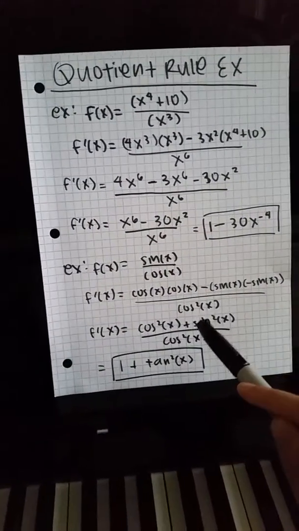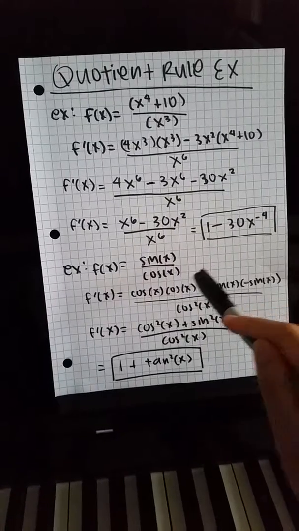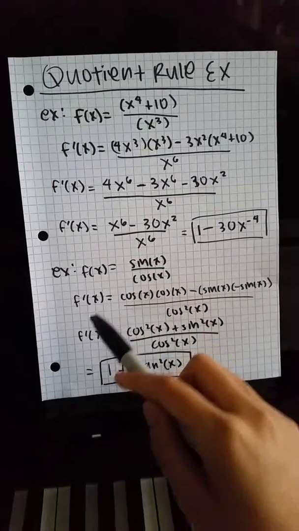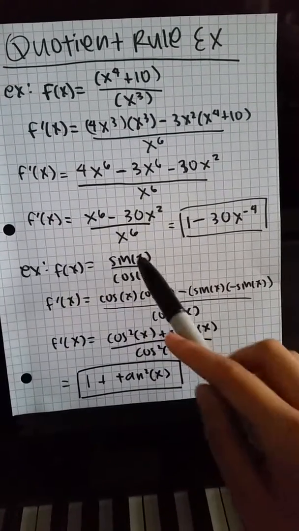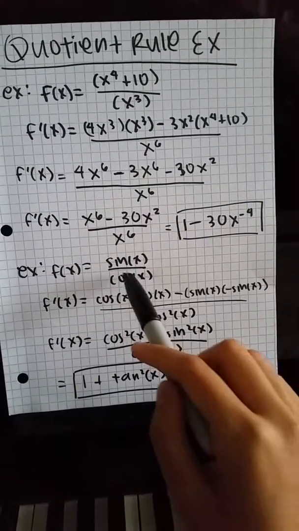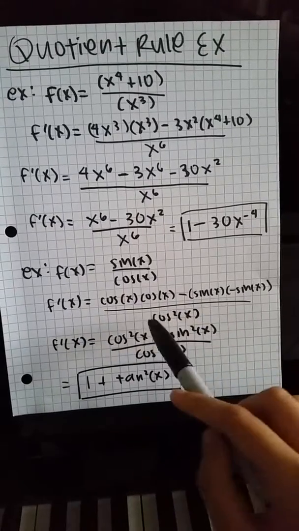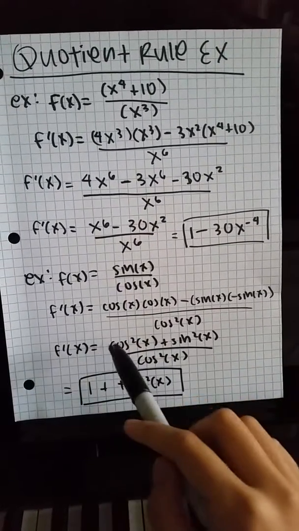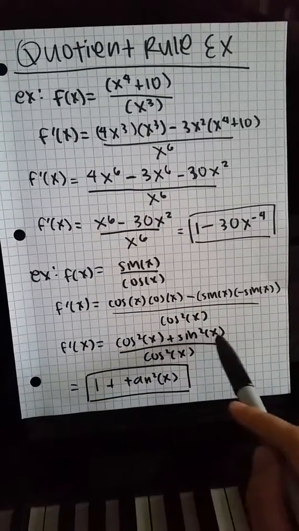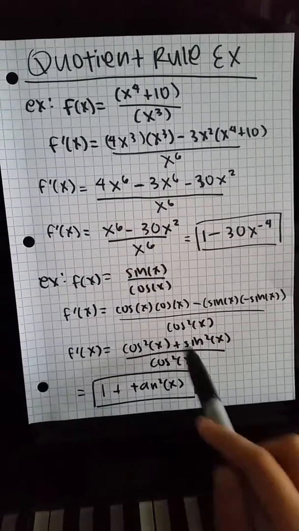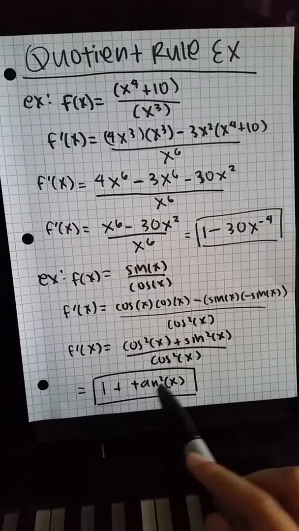For our second example, it involves sine and cosine, two trig functions. And so by taking the derivative of that, we get cosine of x times cosine of x minus sine of x times negative sine of x, all over cosine squared of x. And simplifying, that gives us cosine squared of x plus sine squared of x divided by cosine squared of x. And simplifying, that gives us 1 plus tangent squared of x.